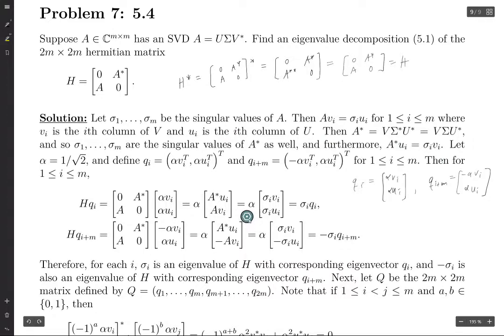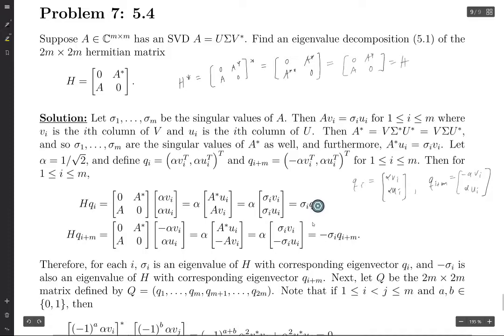and we have alpha times sigma i Vi and then sigma i Ui. And then we factor out the sigma i out front, and we bring the alpha inside, and what we have on the inside becomes Qi. And so we have sigma i Qi. So H Qi is sigma i Qi.